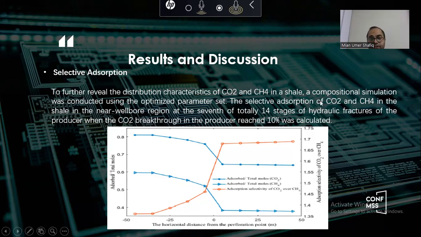The absorption selectivity of CO2 over CH4 ranges from 1.36 to 1.69. So you can see from these figures that the absorption of CO2 by shale is constantly greater than that of CH4. This agrees with the molecular dynamics based expression of the selective absorption of CO2 and CH4 in shale.